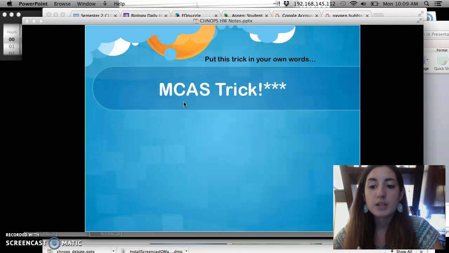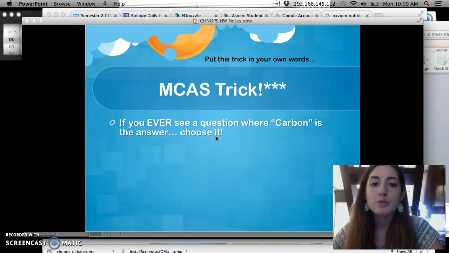This is a really important MCAS trick. You can put this slide in your own words, but you need to write it down. Even if you're not taking the MCAS, you'll have MCAS questions from me, so you'll need it. If you ever see a question where carbon is an answer option, choose it. It's always the answer.